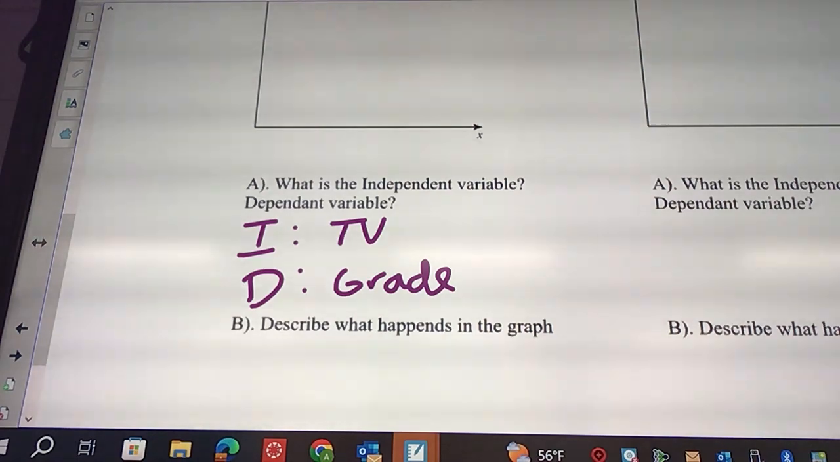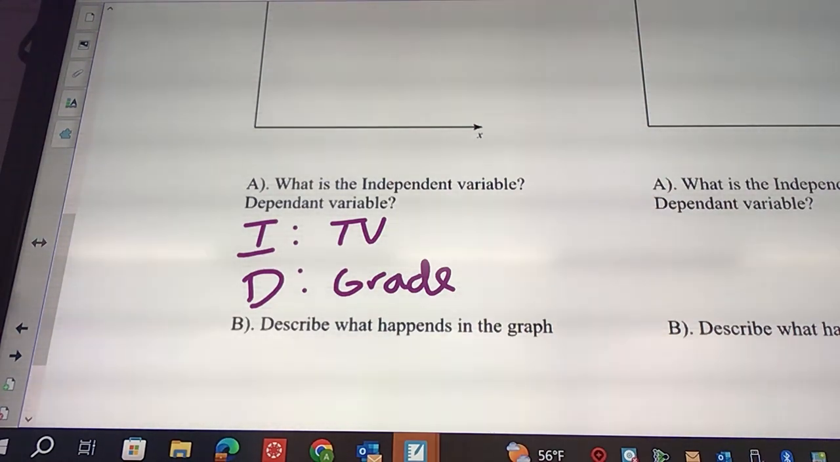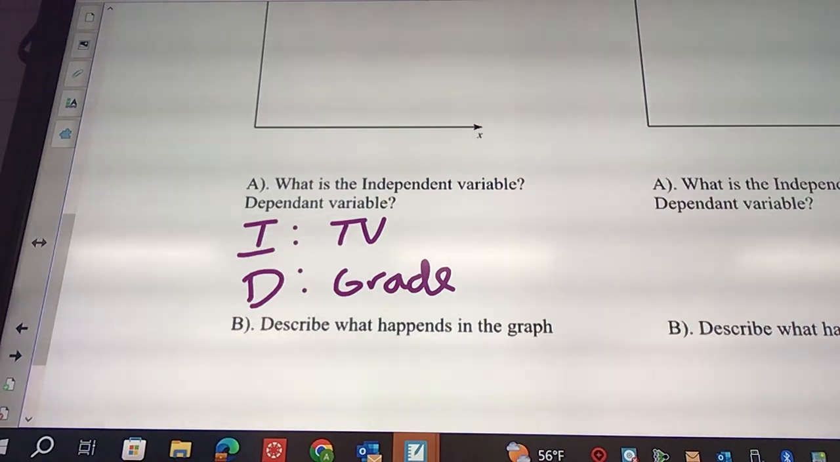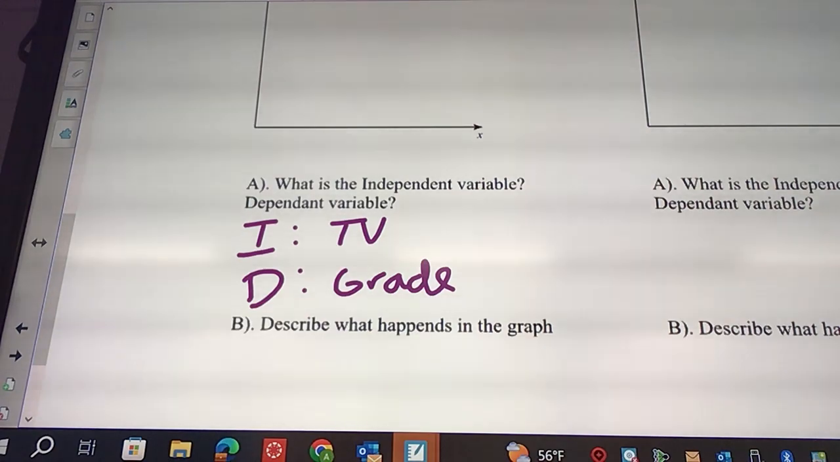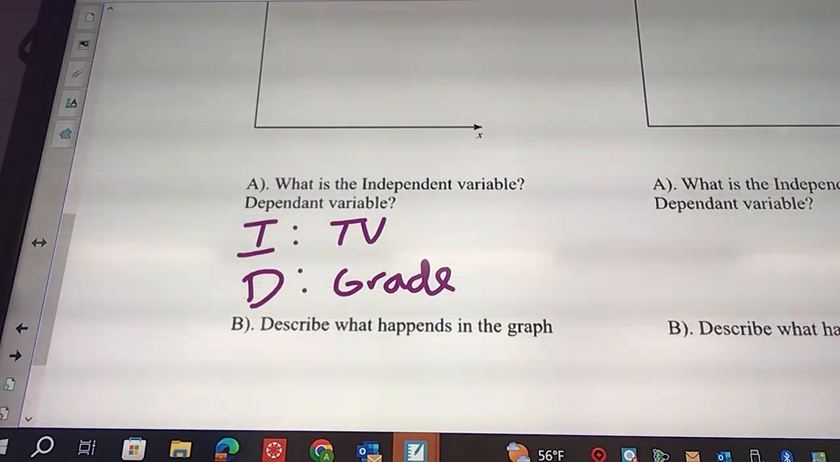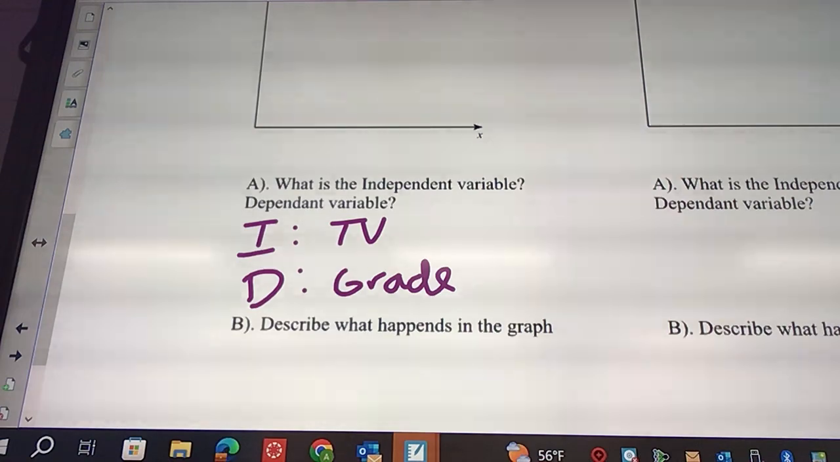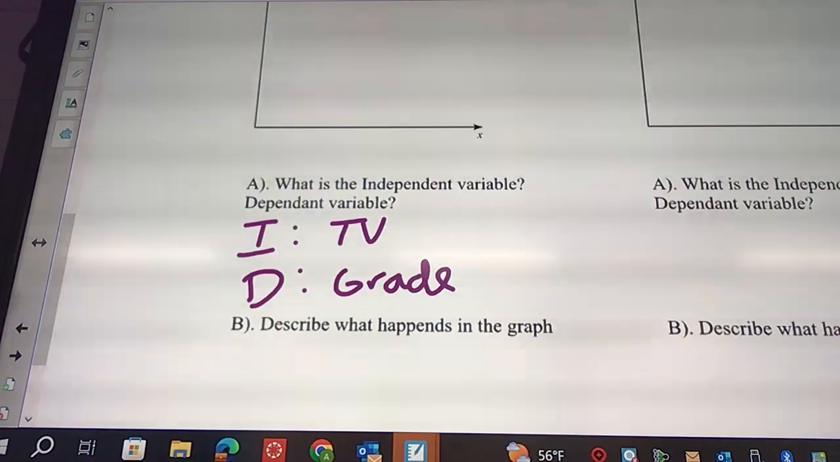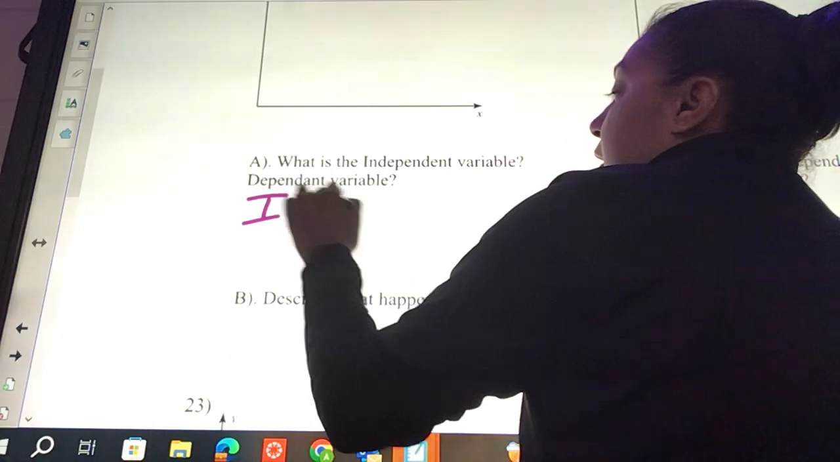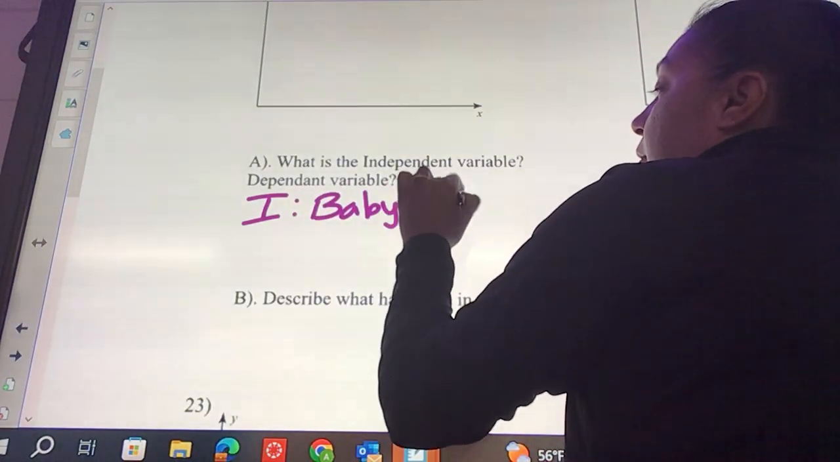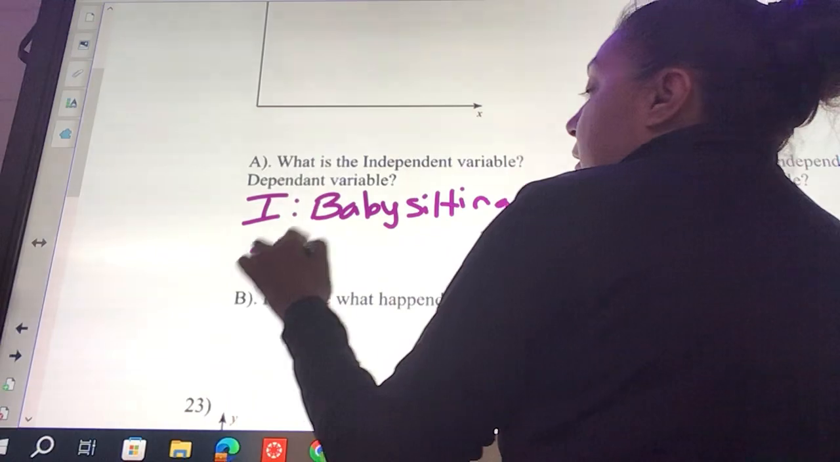Okay, it should say time spent babysitting and money. Which one is independent? Which one depends on the other one? The babysitting depends on how much money I have? Yeah, okay. If I don't spend any time babysitting, am I gonna have money? No. If I spend a lot of time babysitting, am I gonna have money? Yeah, probably a lot of it, right? So my independent is gonna be babysitting. My dependent is gonna be my money.